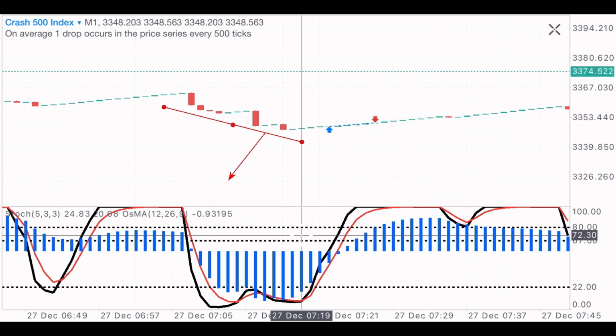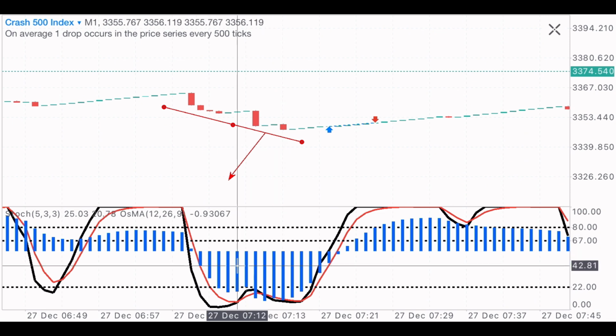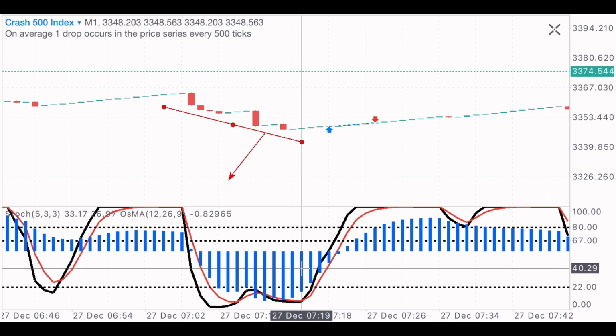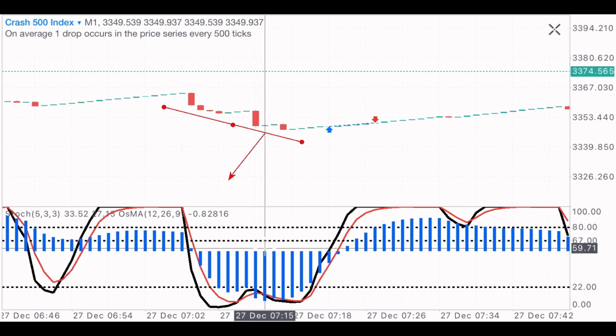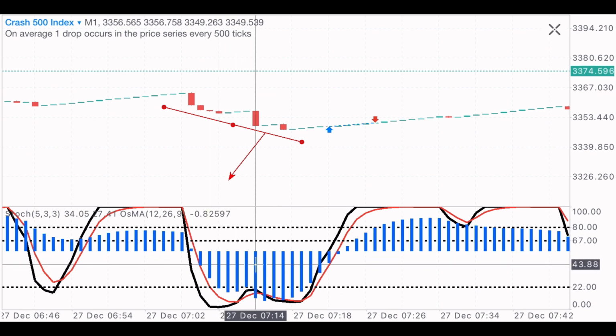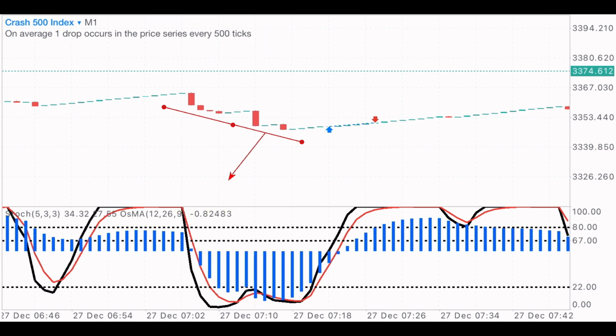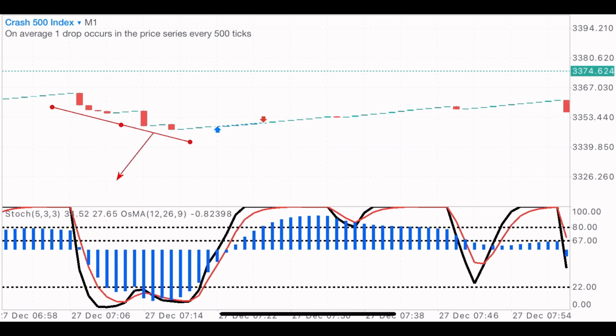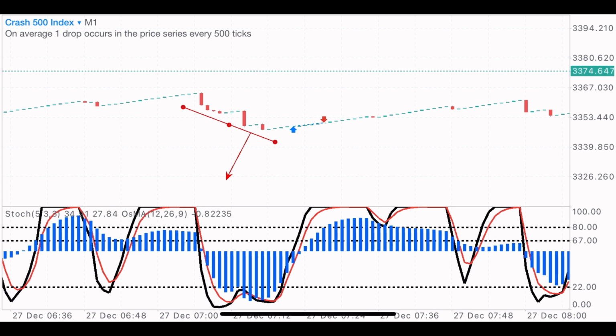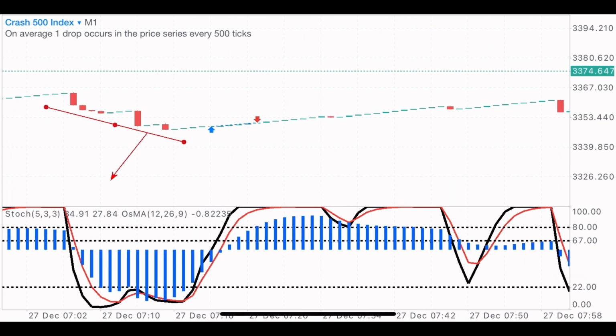Okay, then remember what I said, that this red line, which is the level 67, of the moving averages of the oscillator, the upwards and the downwards, has to be at the middle. Okay, it has to be at the middle. It has to be what separates the up and the down, right? So this is the strategy for Crash 500 Index. Okay, for Crash 500 Index.